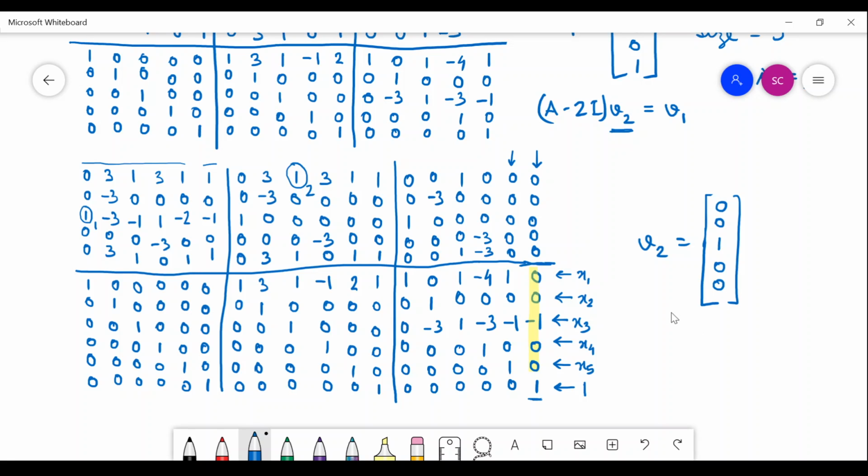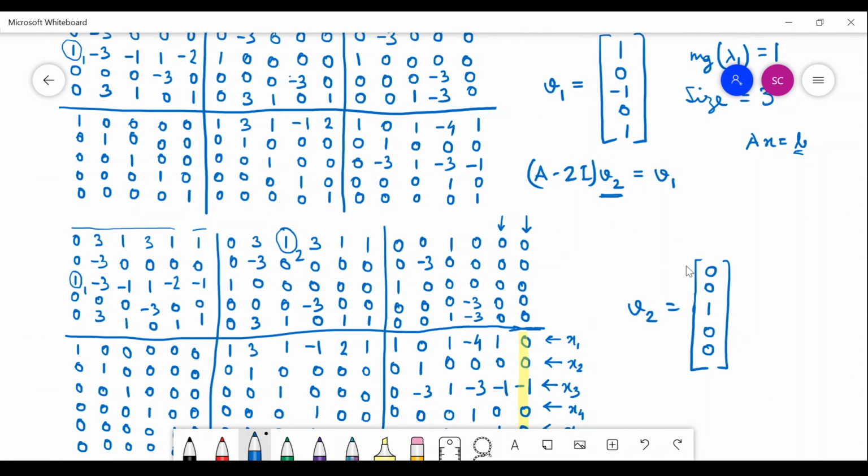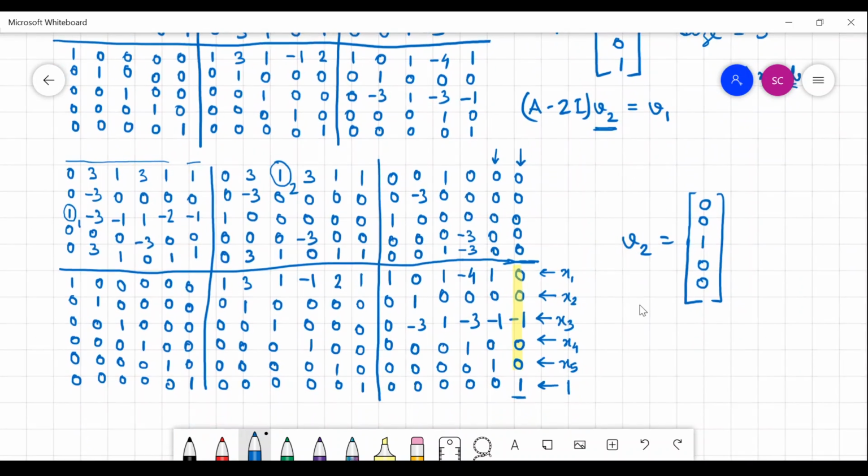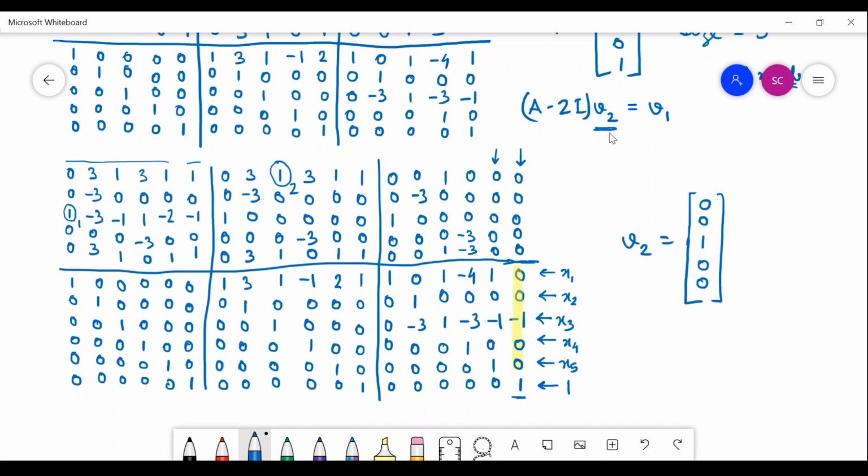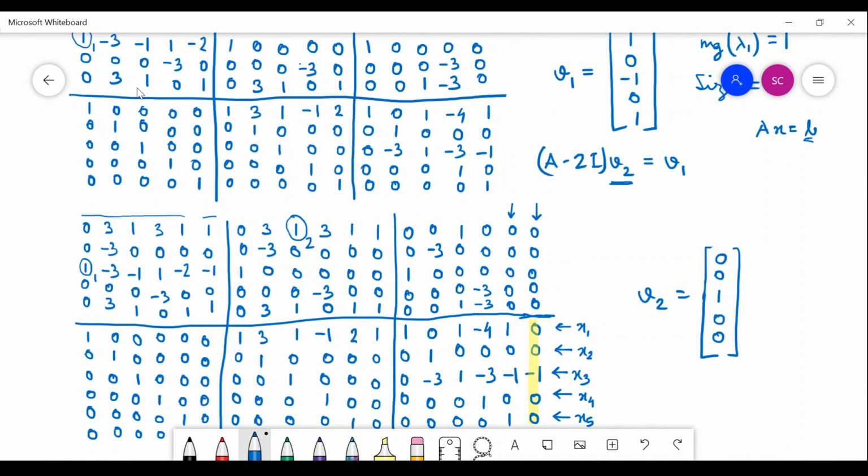Okay, though in the example that I have chosen, in the first example as well as this one, incidentally it came out to be in a very beautiful relationship, and you could very easily figure out that v1 was a column vector of the matrix A minus 2I. So you could have very easily figured out what v2 is.